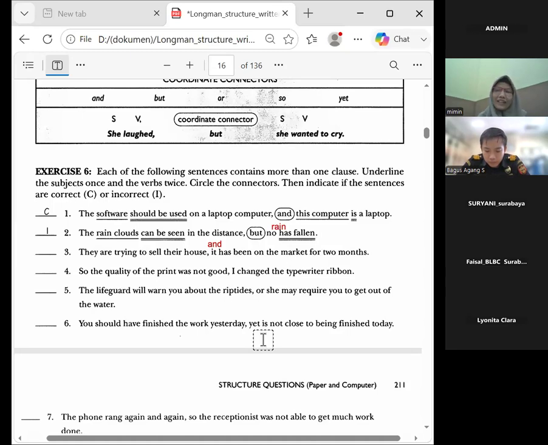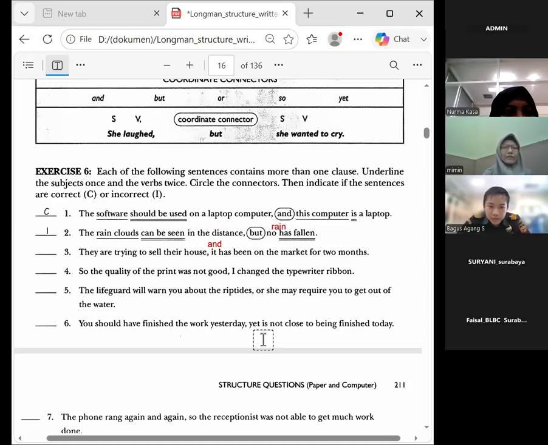Nurma. Oh, Kak Nurma, please. Hello, Kak Nur. Yep, number 4. Number 4 is correct. Is it correct? So the quality of the print was not good, comma, I changed the typewriter ribbon. Does everyone agree that number 4 is correct?